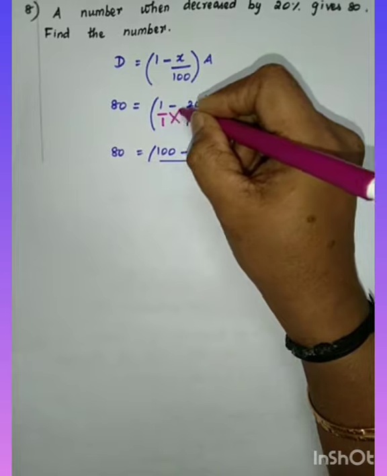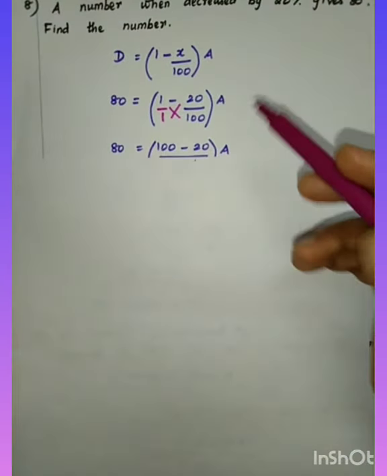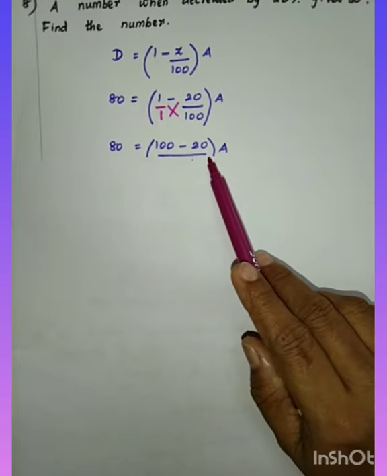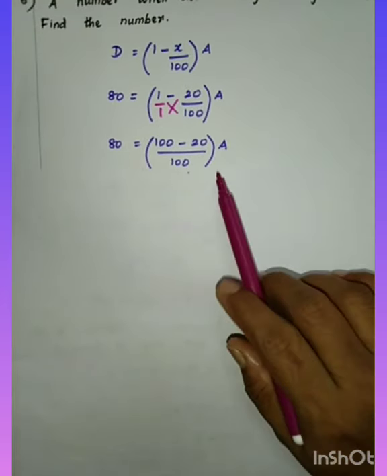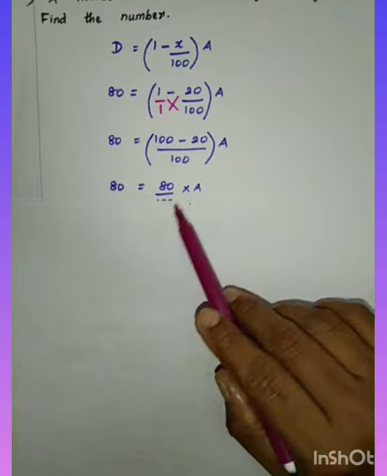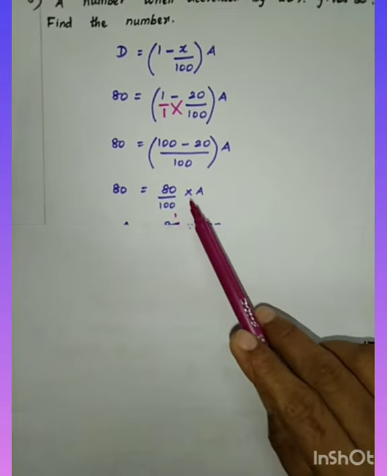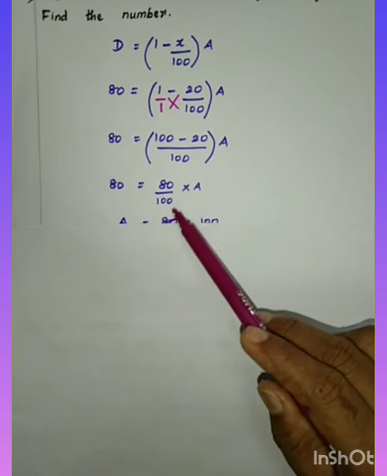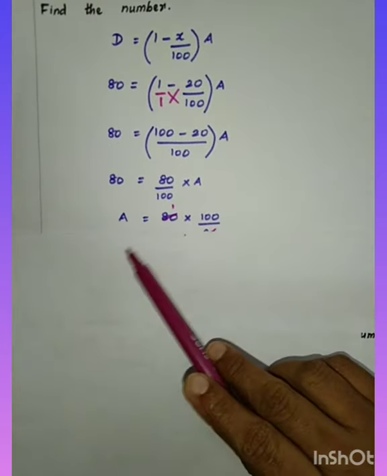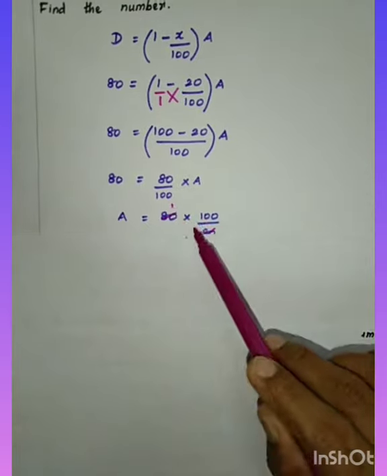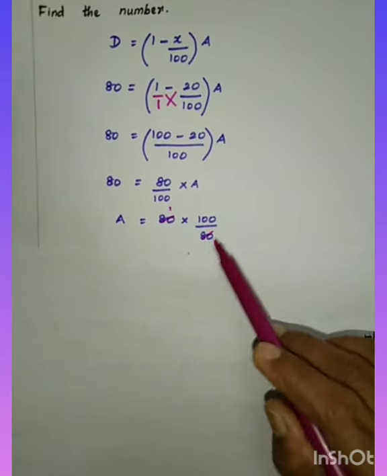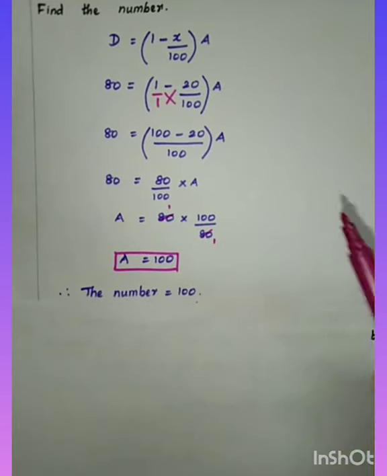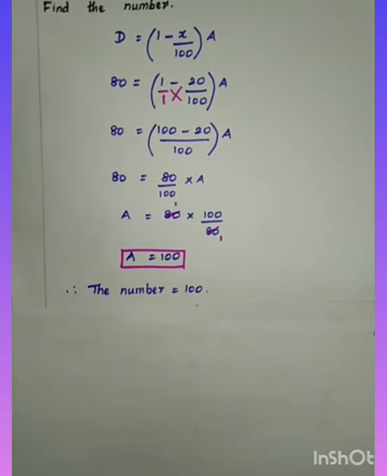So we can cross multiply and take the LCM, that is 1 into 100 is 100 and 1 into 20 is 20, divided by 100 into A. Therefore, 80 equal to 100 minus 20, which is 80 by 100, into A. Now we can take the reciprocal of 80 by 100, that is A equal to 80 into 100 by 80. So we can cancel the 80s. Then A equal to 100.